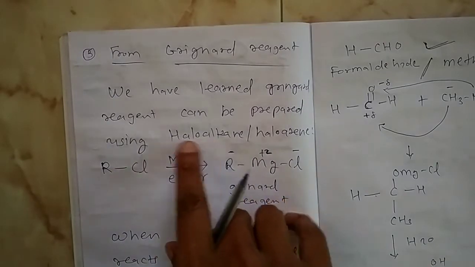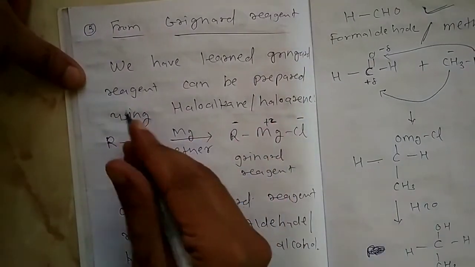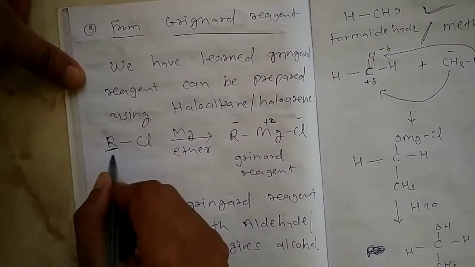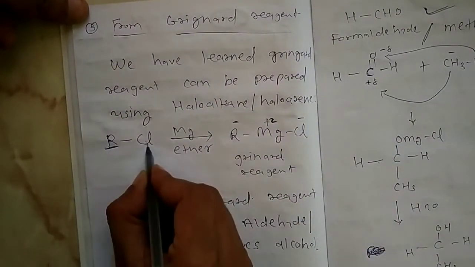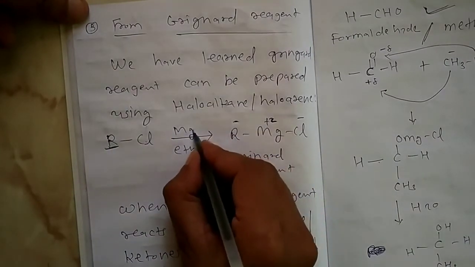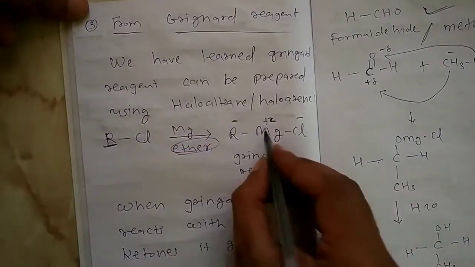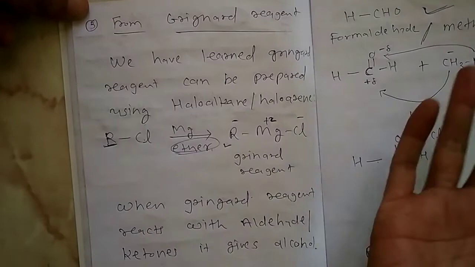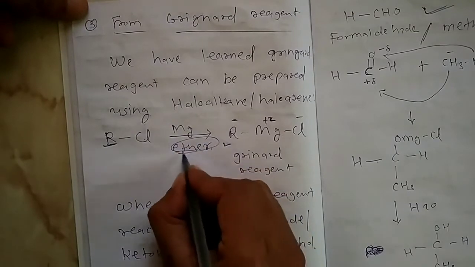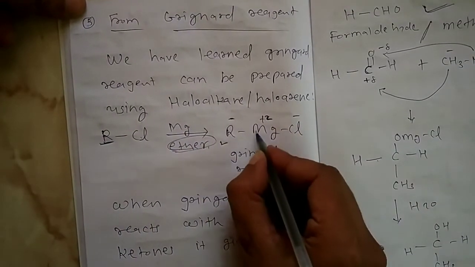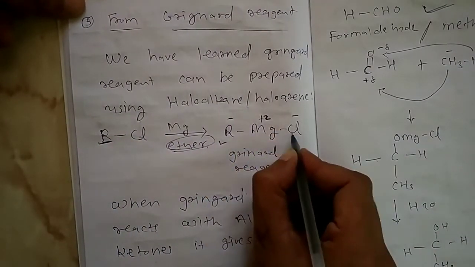Grignard reagent can be prepared using haloalkane or haloarene. How? You can see. Suppose we have a carbon chain here. Instead of the carbon chain, I am writing R here, that indicates the carbon chain. RCl means haloalkane. When it reacts with Mg in presence of ether. Why is ether there? Because this Grignard reagent is a very explosive material, I have told you already. So when it reacts with Mg in presence of ether, just put Mg in between R and Cl. You can see R, Mg, Cl.